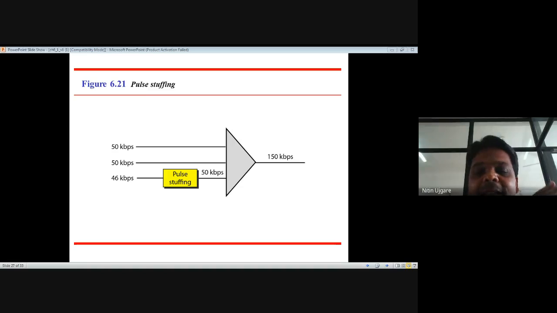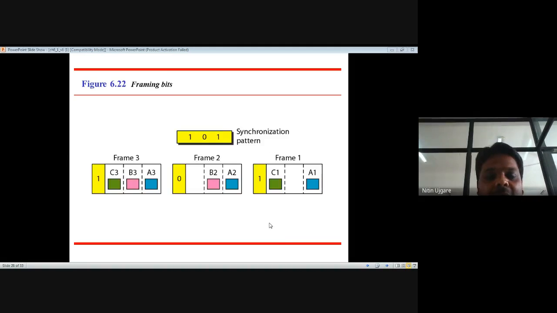Now this will increase their rates, and because of this, this process is called pulse stuffing. Sometimes it is also called bit padding or bit stuffing. The input with the data rate of 46 is pulse stuffed to increase the rate to 50 kilobits per second. Now multiplexing can take place. Now we can multiplex the data. Okay, so I hope you understood this.